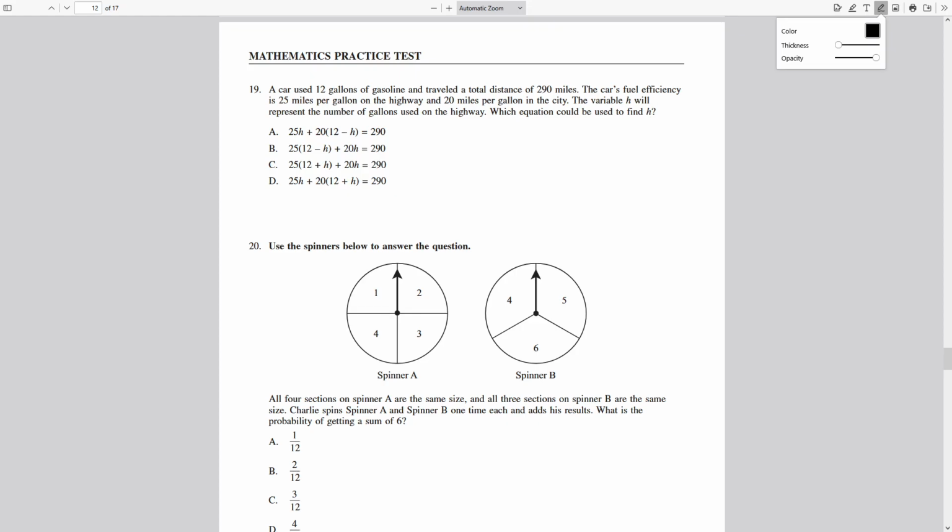A car used 12 gallons of gasoline and traveled a total of 290 miles. The car's fuel efficiency is 25 miles per gallon on the highway and 20 miles per gallon in the city. I just read all this. I don't want to fail this test. It's only 28 questions, so there's only a limited amount that I can afford to guess. I think I've only guessed 2 so far. The number H will represent the number of gallons used.